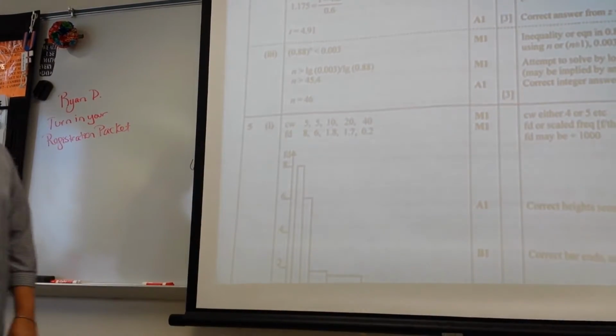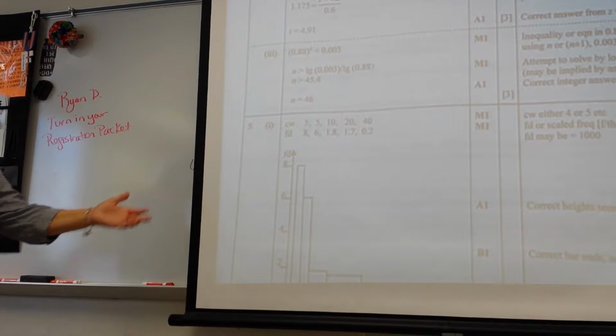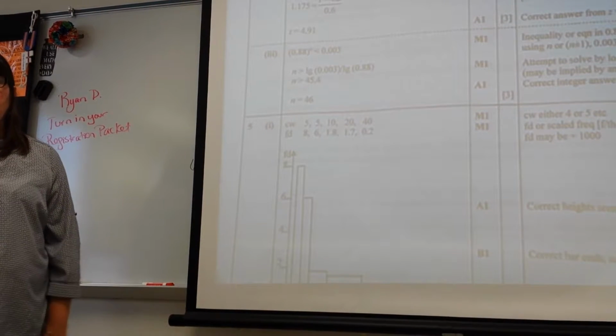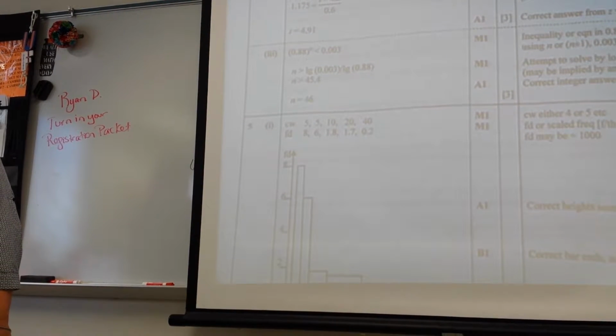So that's our little formula. Then you start to solve, and you get t is 4.91. Yes, how do you know it's 0.88? How do we know it's 0.88?